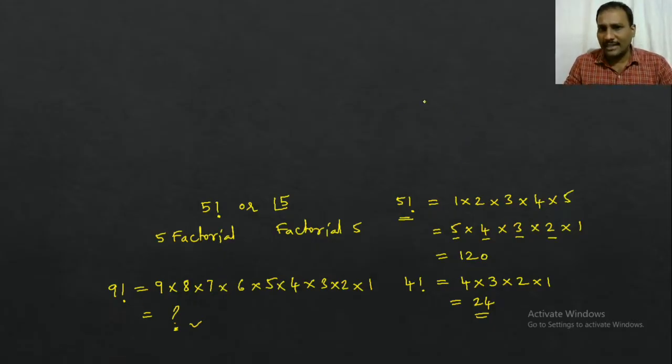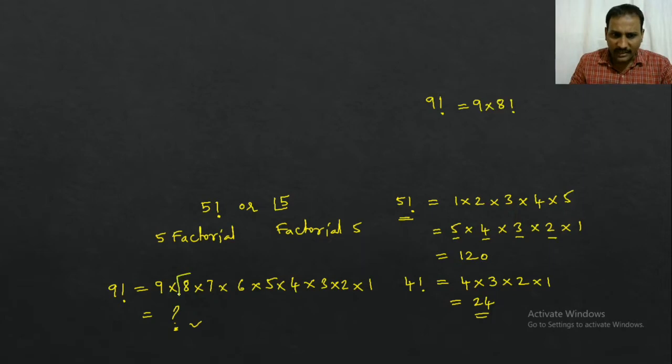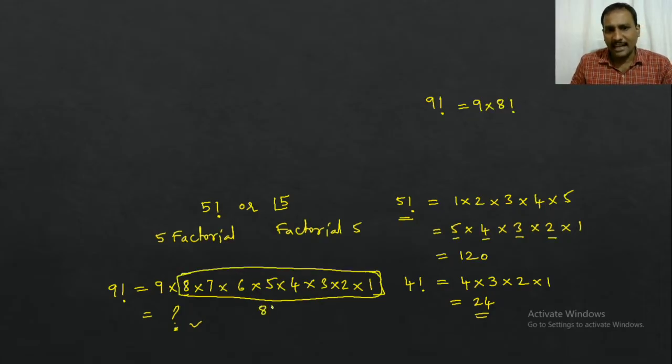Or you can write 9 factorial as 9 into 8 factorial. If you observe here, this 8 into 7 into 6 into 5 into 4 into 3 into 2 into 1 can be written as 8 factorial. So 9 factorial is 9 into 8 factorial.